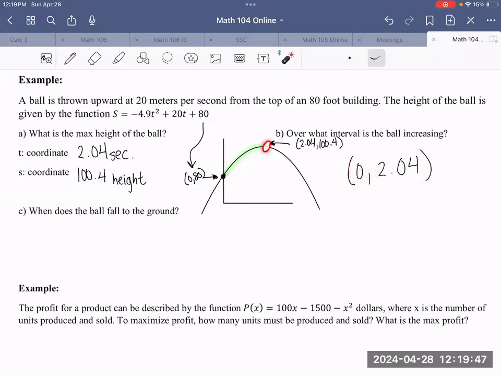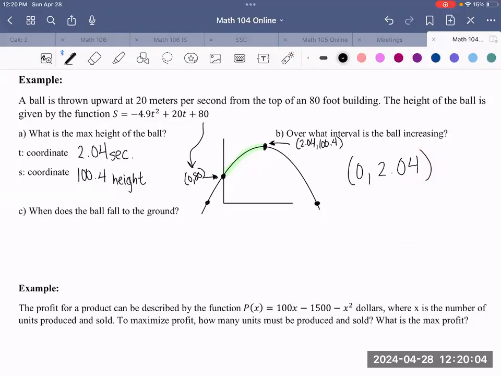And then at the height of your ball, we've kind of stalled out. We're not moving, so we're neither rising nor falling. So then we stop. Now, when does the ball fall to the ground? We want to figure out what is your x-intercept.